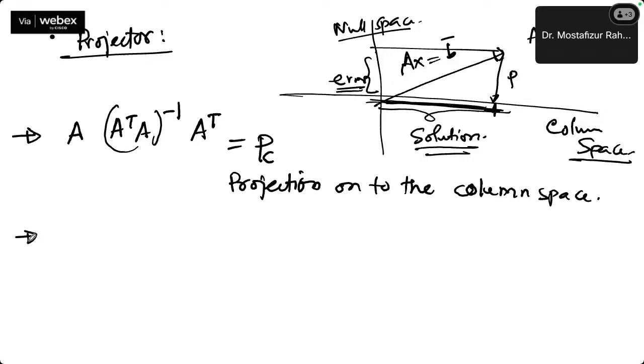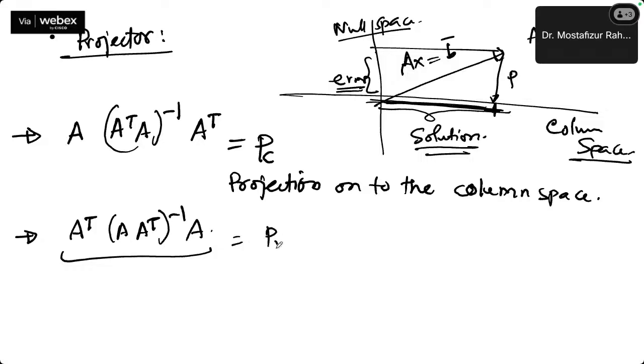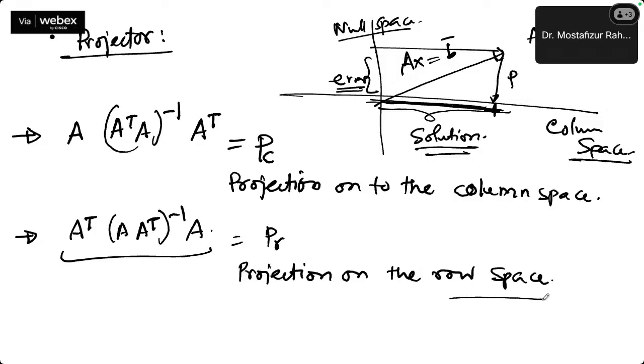And similarly with the right inversion, A transpose (A A transpose) whole inverse A. So this is called P_R, another projector which basically does the projection onto the row space. So accordingly, you can get X hat, or the E hat error part.